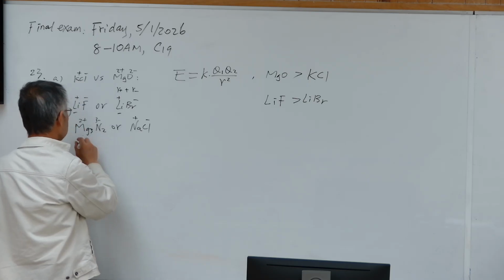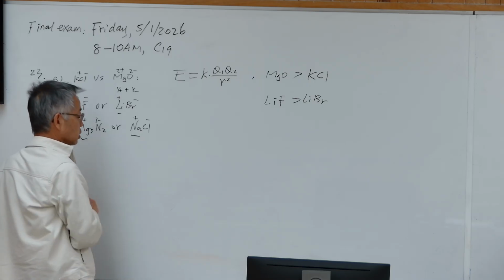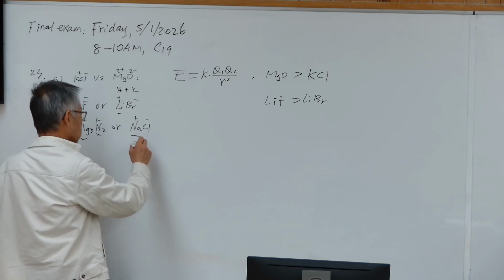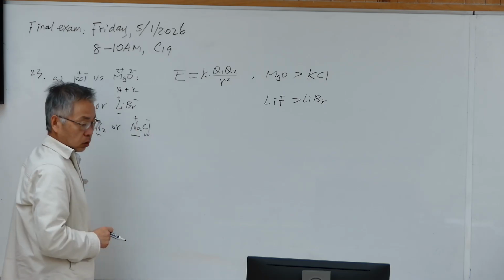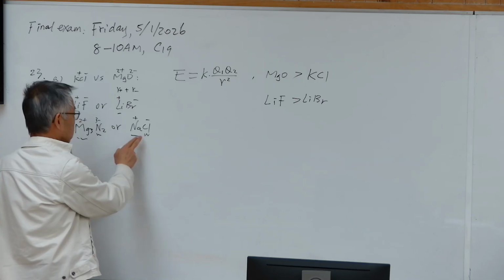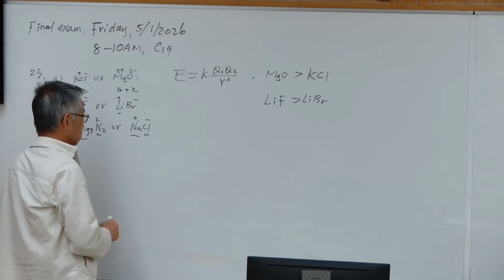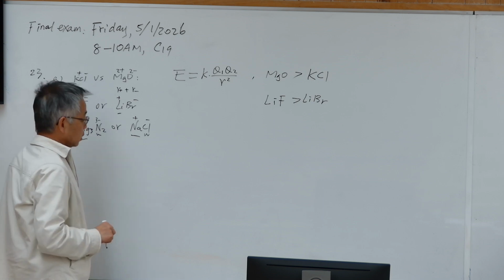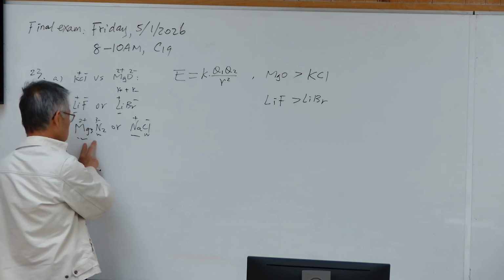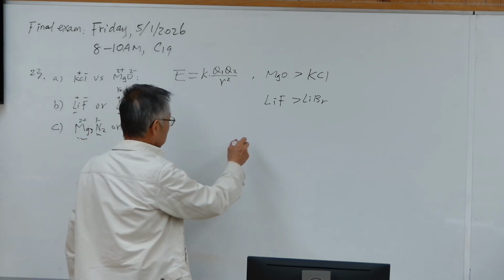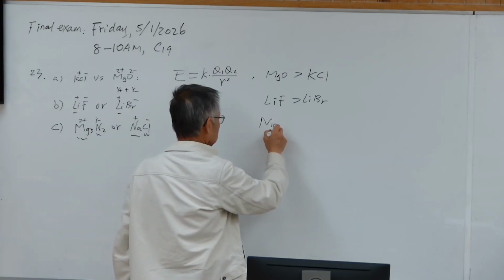Compare size. Magnesium is smaller than the sodium ion, and the nitride size is also smaller than the chloride ion, because nitride is from period 2 and chloride from period 3. So this one is greater in size, and this one is also greater in size. Right? So both charge and size tell you magnesium nitride will have greater lattice energy.